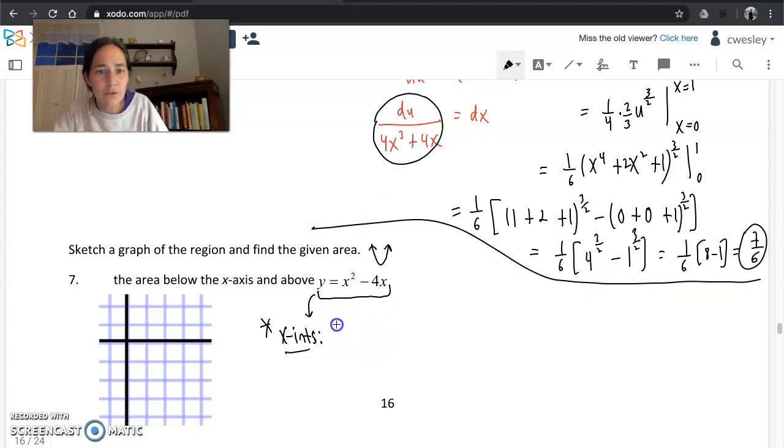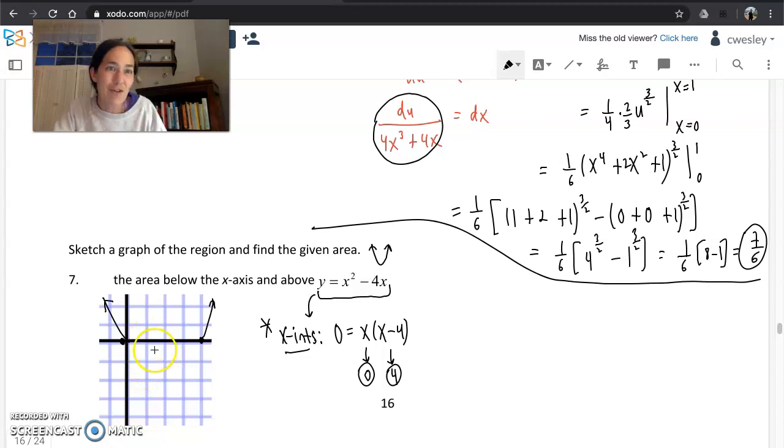So your x-intercepts, you can solve this. 0 equals, and maybe just factor this side, x times x minus 4. And this will do the trick. You have x-intercepts at 0 and 4. This thing is going to be a parabola that opens up. You could get a vertex to figure out how far down it goes. It doesn't matter much to the integral.